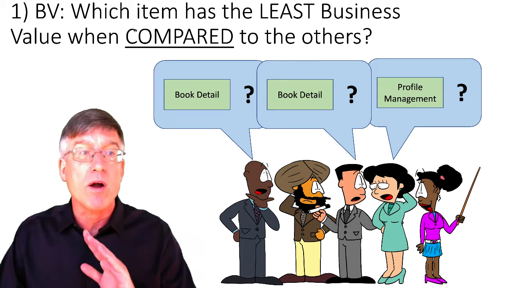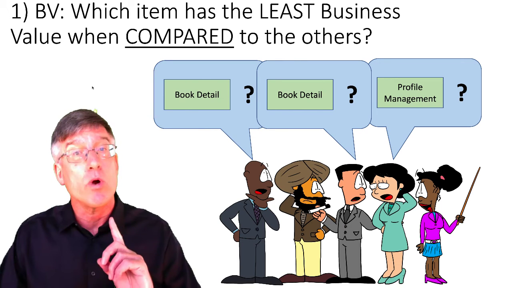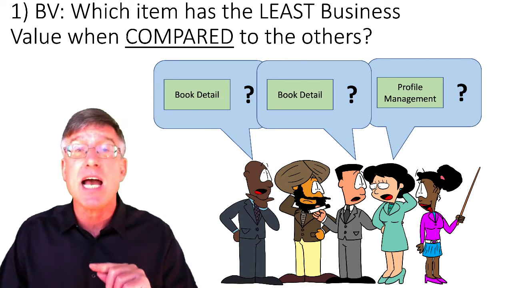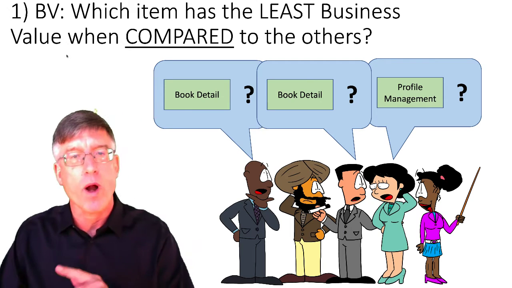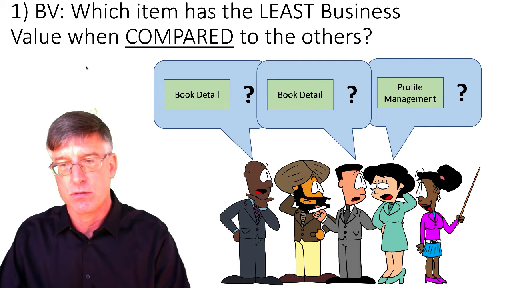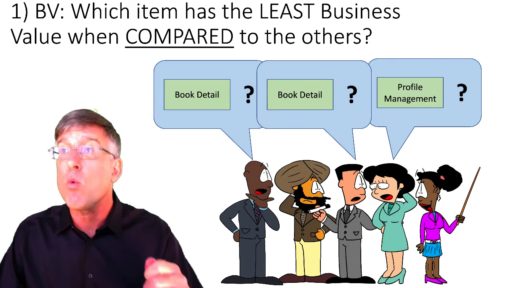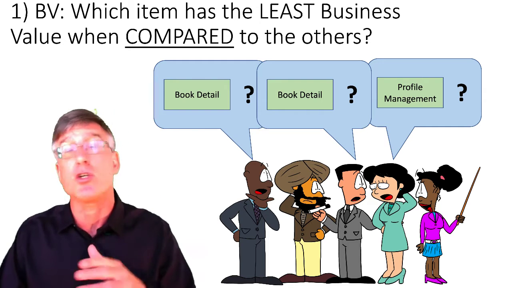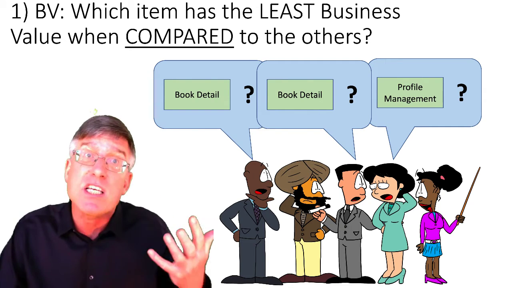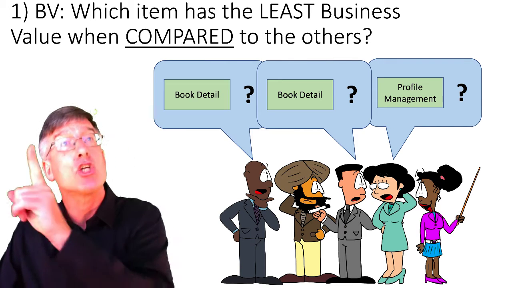Just like we would do for classic sizing, we ask which of the items that we have has the least business value when compared to the others. Just like in sizing, to find our one, which is the smallest story we have, you say, which of these features, capabilities, or epics has the least business value compared to the others?